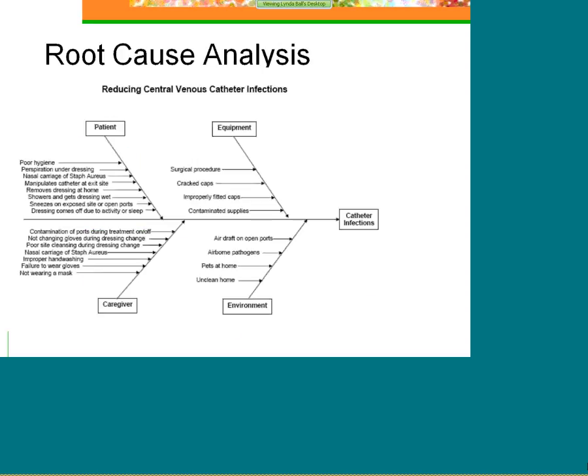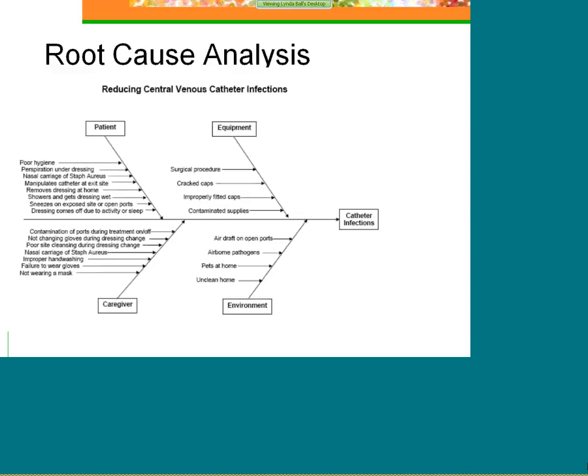And we'll take a look. Here's a root cause analysis that's been done for reducing central venous catheter infections. The causes could be the patient, the equipment, the caregiver, or the environment that's causing catheter infections. Under each category, you list the causes under each one of those.